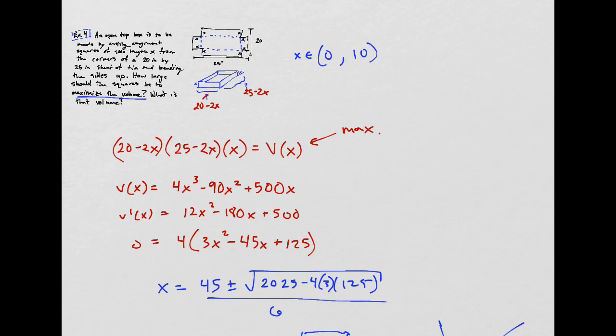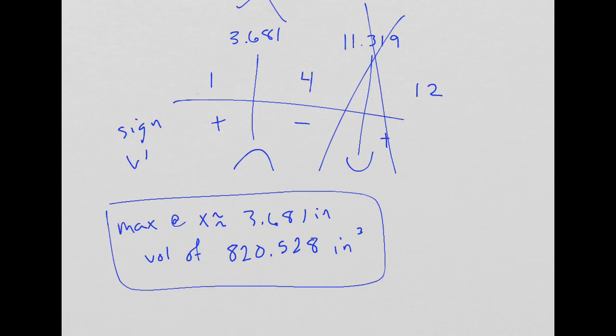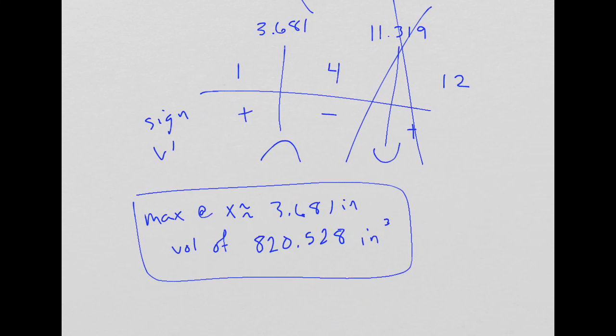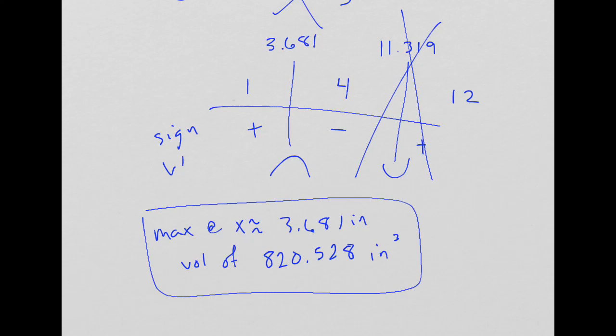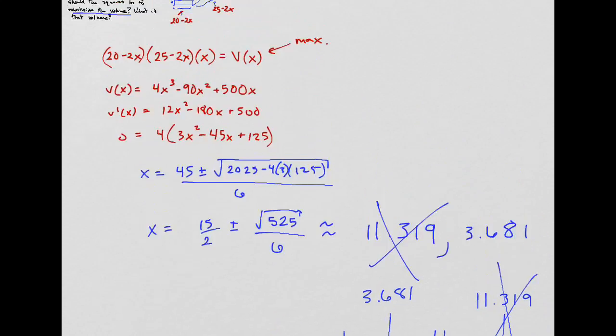Also, it wouldn't make sense to have x being that because we did consider some bounds. X can't be 0 because then you wouldn't be cutting out any corners and you wouldn't be able to fold anything up in your box. X wouldn't be 10 because then the side length would be 0, and that doesn't make sense either. So we found that the only spot where we had a maximum was when x was approximately 3.681, and if I plug it into the volume formula, I get 820.528 inches cubed. And that's the end of that. I'm done.